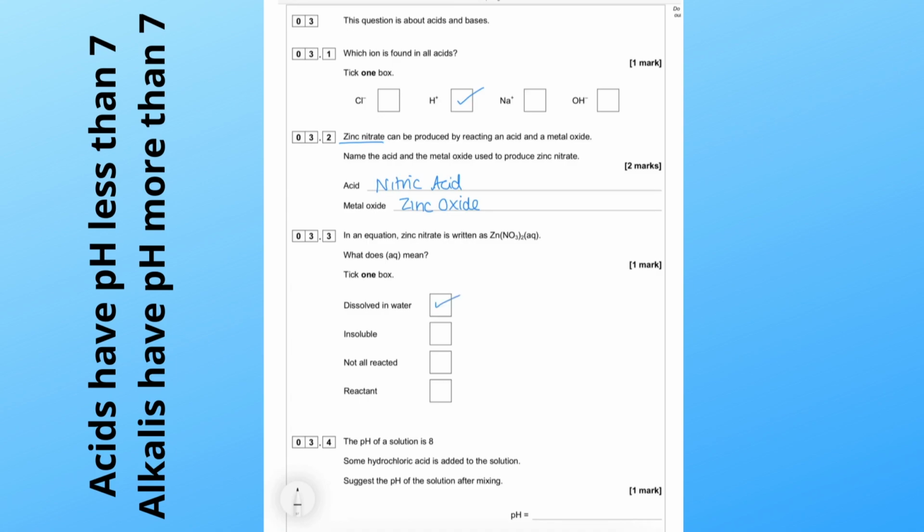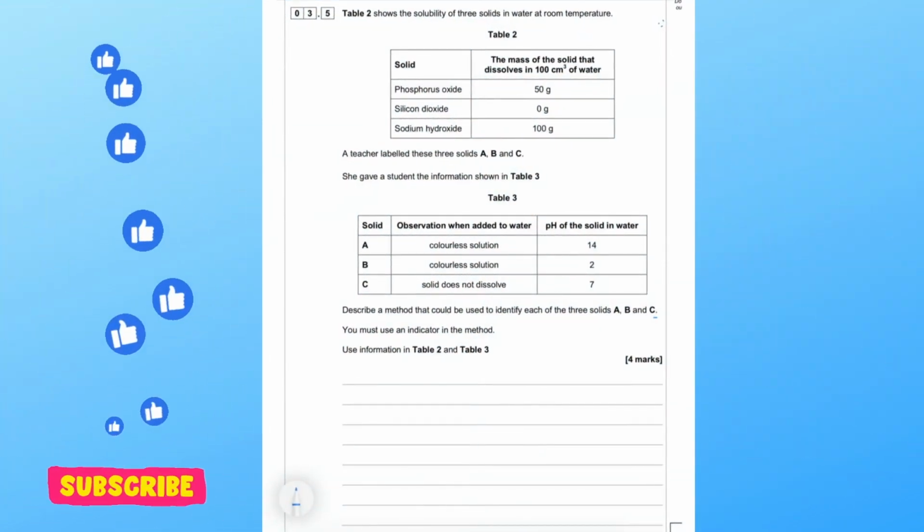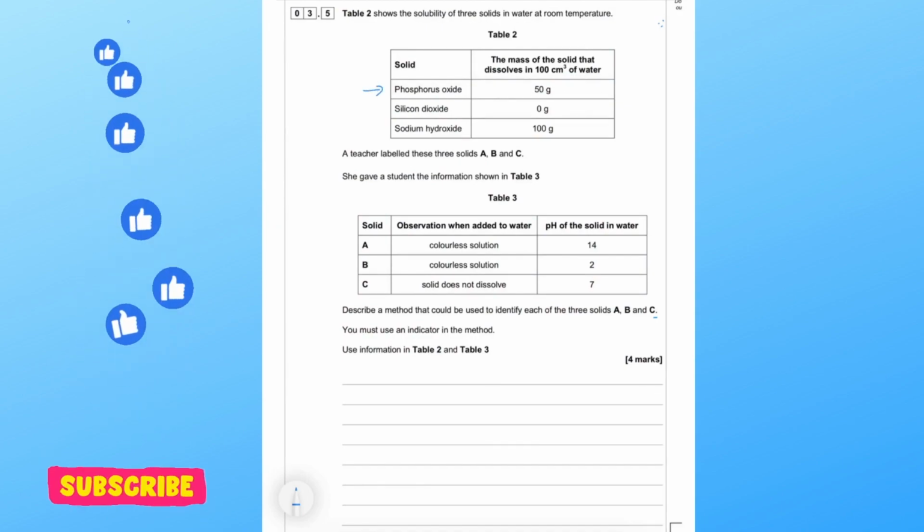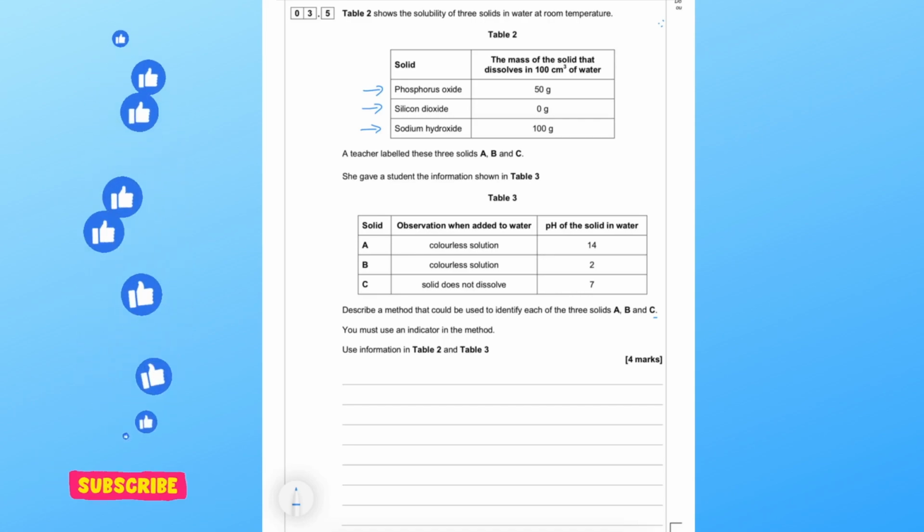The pH of a solution is 8. Some hydrochloric acid is added to the solution. Suggest a pH after mixing. Now I'm going to put 7, but anything below 8 would be correct. Table 2 shows the solubility of 3 solids in water at room temperature. So we've got phosphoric acid, silicon dioxide, and sodium hydroxide. Silicon dioxide is the one that does not dissolve.